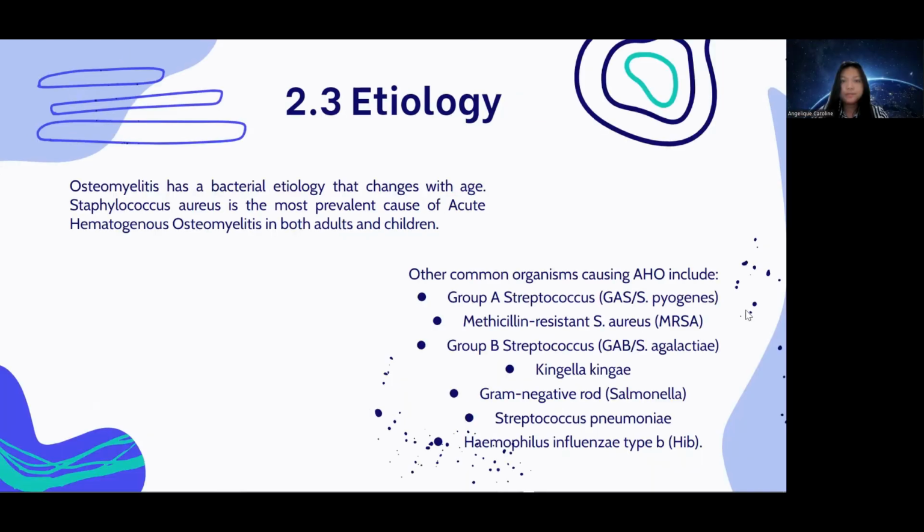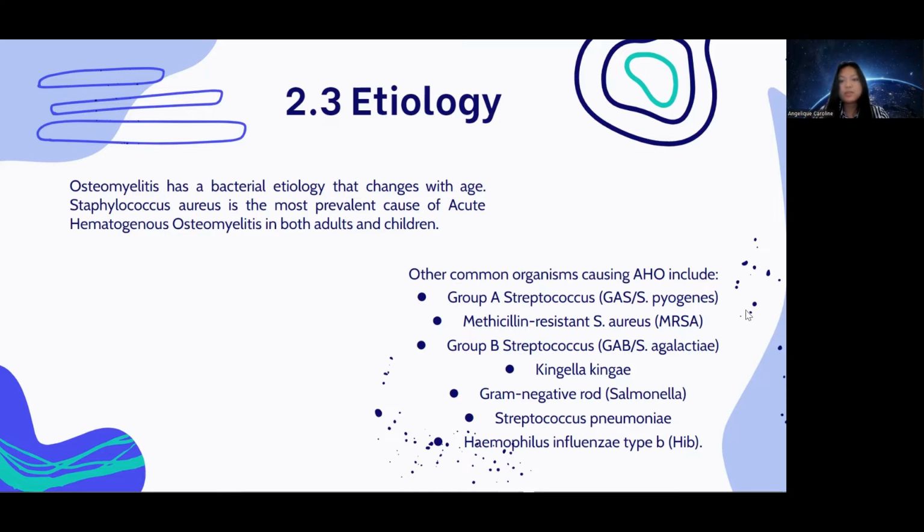Hello, my name is Angelique and the last 3 digits of my student ID number is 068. Now I would like to explain about the etiology of acute hematogenous osteomyelitis. AHO has a bacterial etiology that changes with age. The most prevalent cause of acute hematogenous osteomyelitis in both adults and children is Staphylococcus aureus.